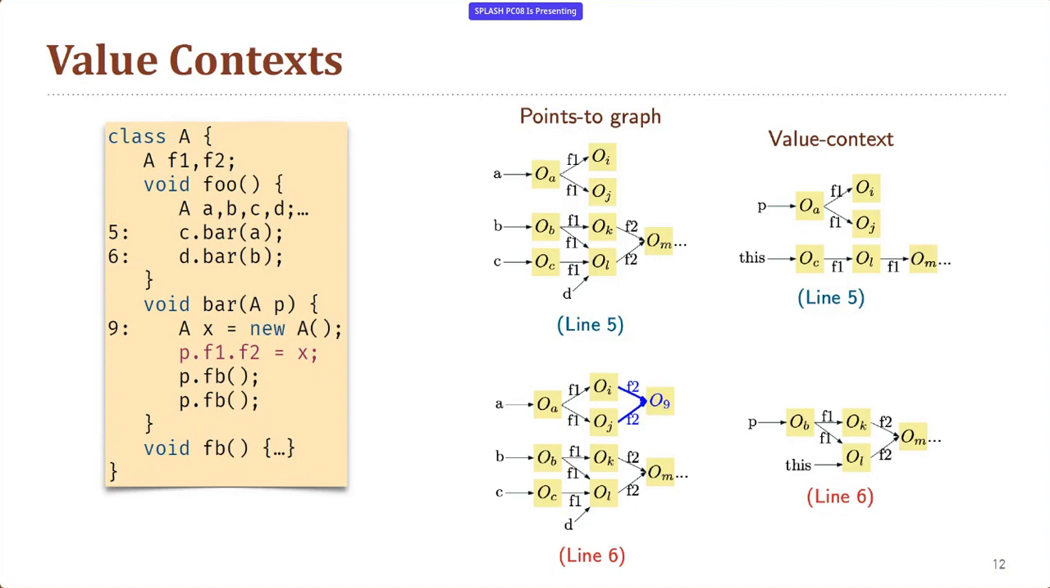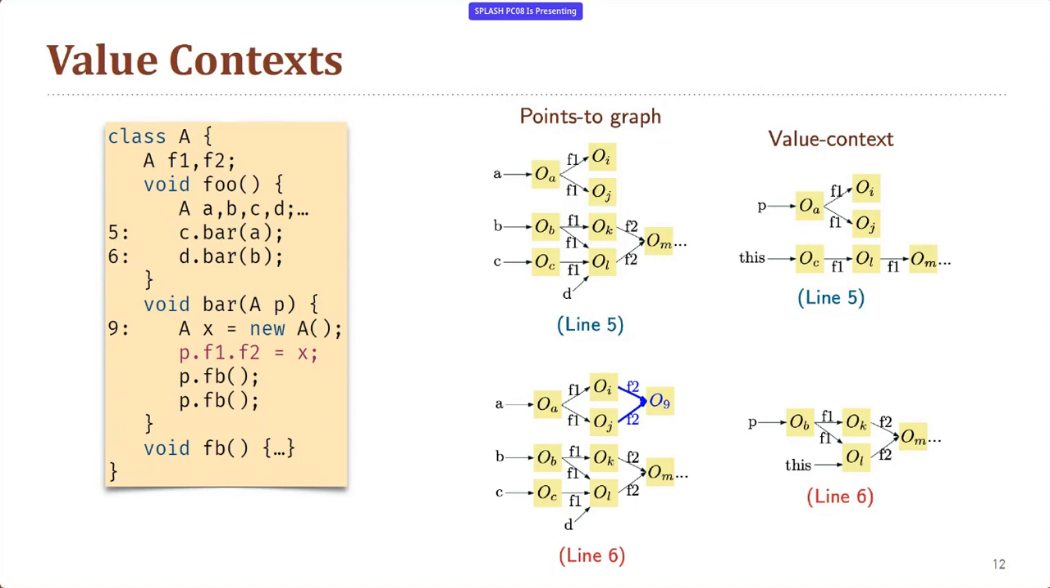At line 6, after the update p.f1.f2 = x, there are edges added from the objects pointed to by a in the source program to, let's say, a new object, which I'm representing using the line number at which it is allocated, O9. So this is the modification that happened in the call made to bar earlier. And the value context corresponding to this call would again be whatever is pointed to by p and this in the call made to bar at line number 6.